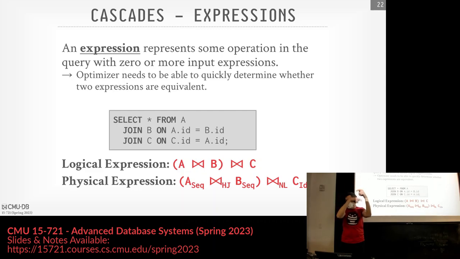With a nested loop join, you may go back and read things, or an index scan on A would go back and could read the same thing over and over again. But yeah, I'm pretty sure they have merge joins.